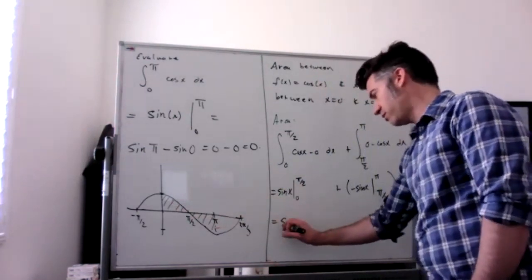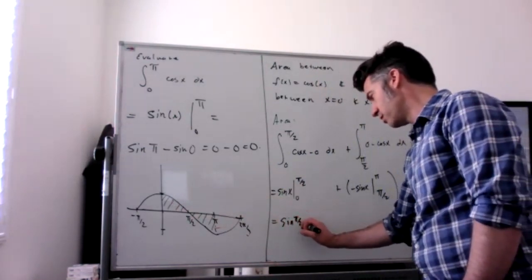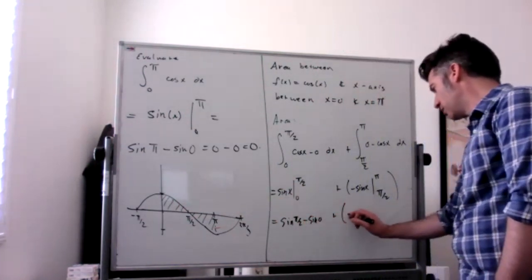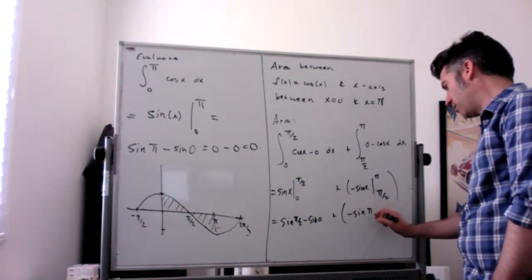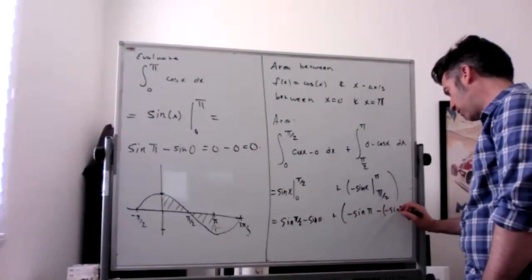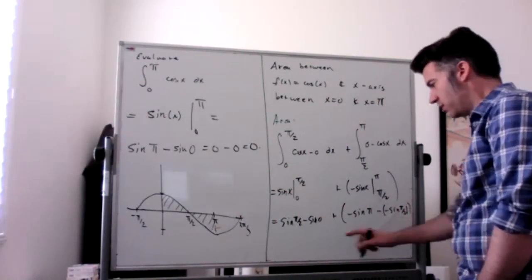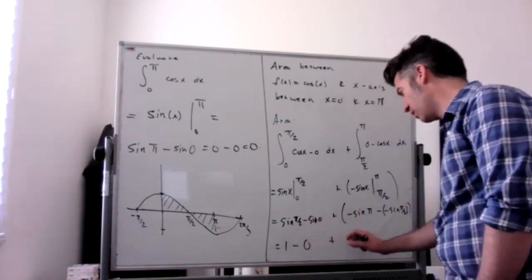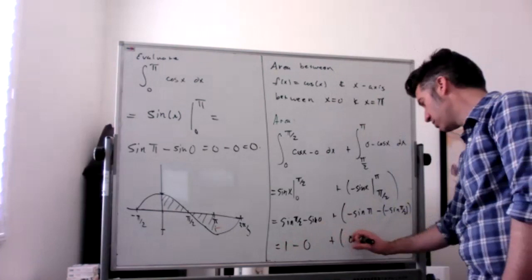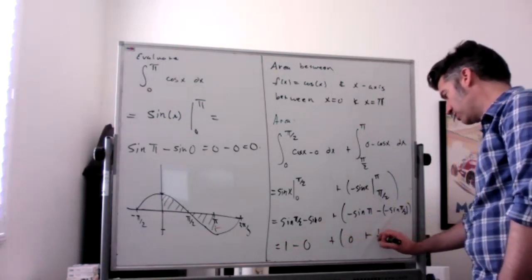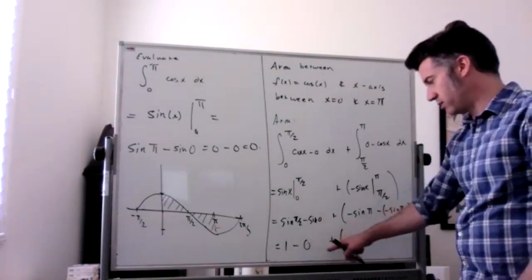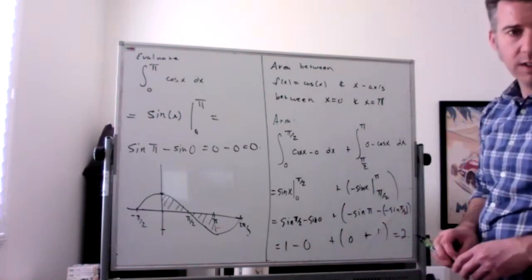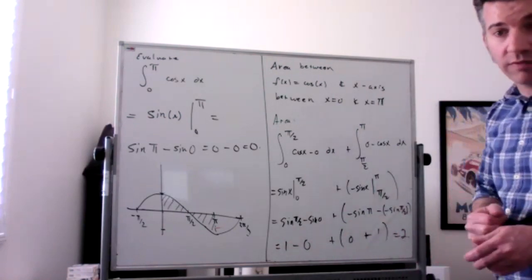So sine of pi over 2 minus sine of 0, plus negative sine of pi minus negative sine of pi over 2. Sine of pi over 2 is 1. Sine of 0 is 0. Sine of pi is 0. Sine of pi over 2 is 1. So you end up with 1 minus 0 plus 0 plus 1, which is 2. So that's how much area is between these two curves.